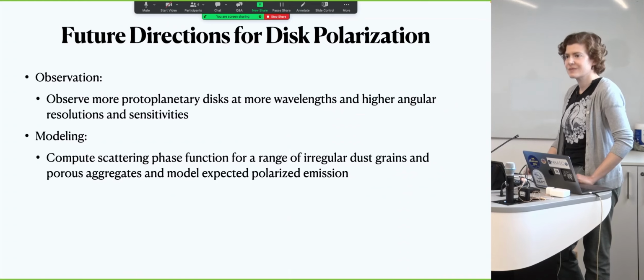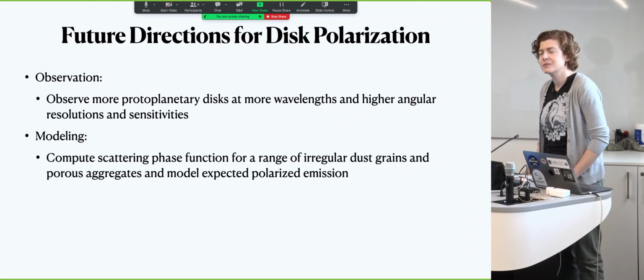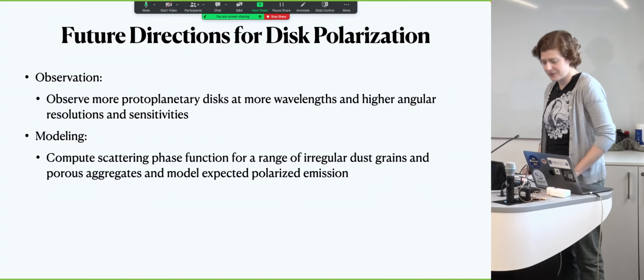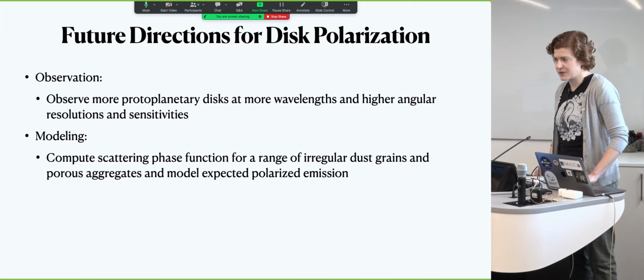Questions? Does dust composition affect the scattering and the polarization? Yes, it does. So a lot of these models are looking at the silicate dust grain mixture that's been used in the DSHARP papers. But yes, the dust grain composition would affect what you would get in terms of scattering polarization, as does whether the dust has an ice mantle and what the ice mantle is made of.